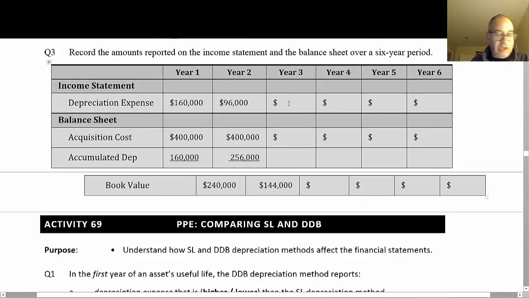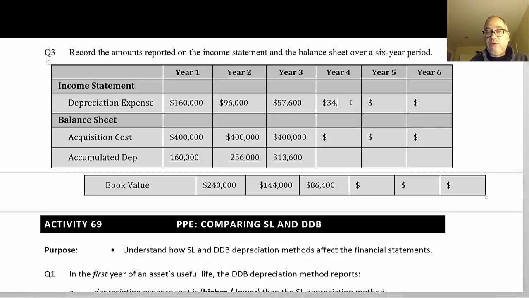Year three, my depreciation expense was $57,600. Acquisition cost on the balance sheet would be $400,000. Accumulated depreciation is now up to $313,600 from the chart above, and the book value that would appear on the balance sheet would be $86,400. Year four, my depreciation expense on the income statement would be $34,560. Acquisition cost still $400,000. Accumulated depreciation is $348,160. And the book value, $400,000 minus $348,160, would be $51,840.